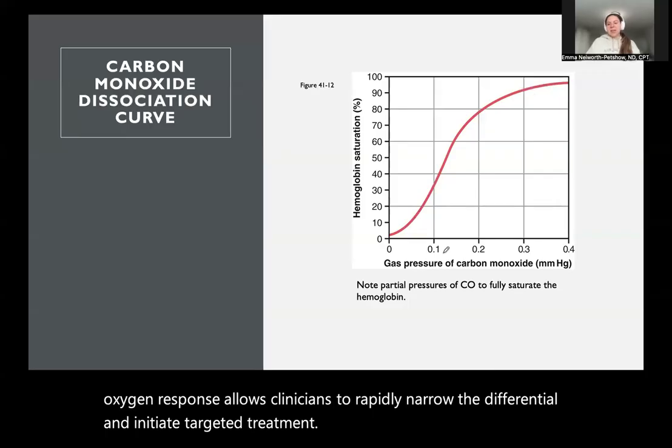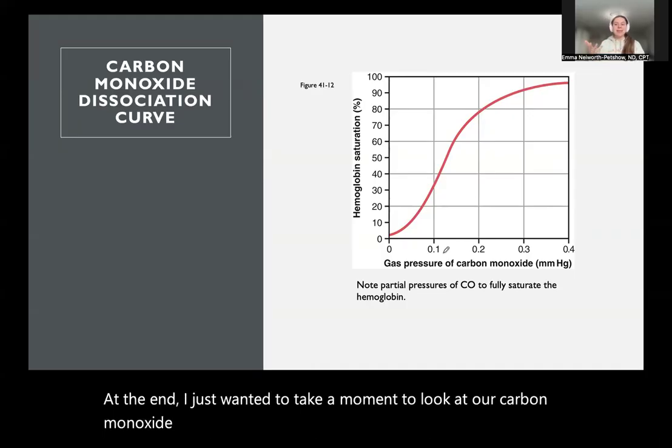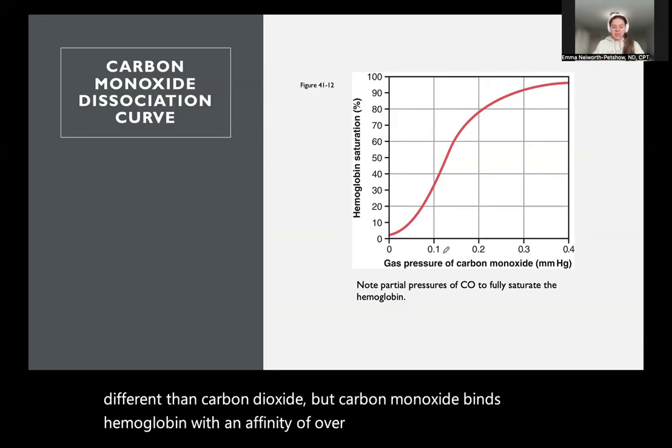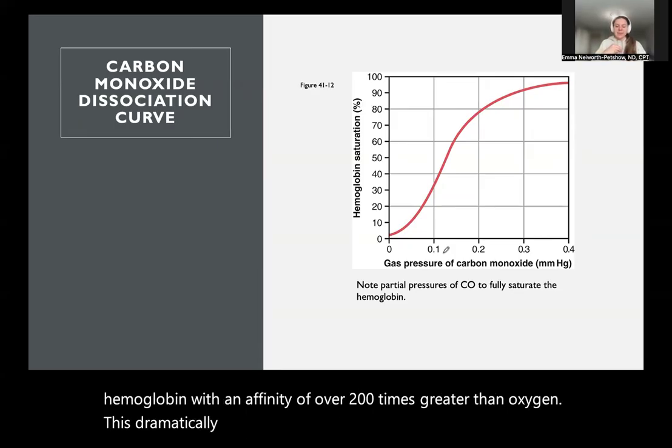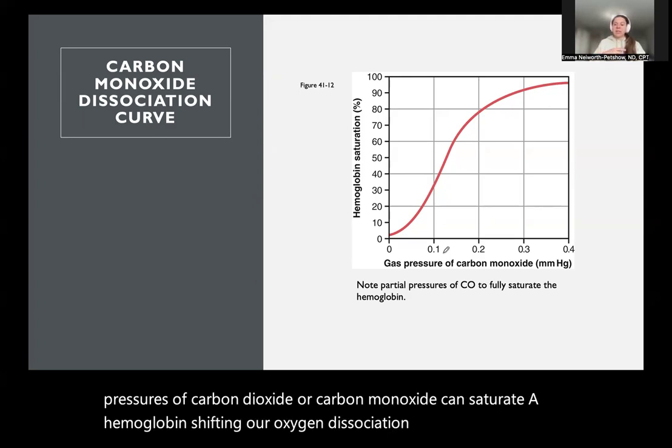At the end, I just want to take a moment to look at our carbon monoxide dissociation curve. Again, carbon monoxide is different than carbon dioxide, but carbon monoxide binds hemoglobin with an affinity over 200 times greater than oxygen. This dramatically reduces oxygen carrying capacity. Even low partial pressures of carbon monoxide can saturate hemoglobin, shifting our oxygen dissociation curve to the left and impairing oxygen unloading to tissues.